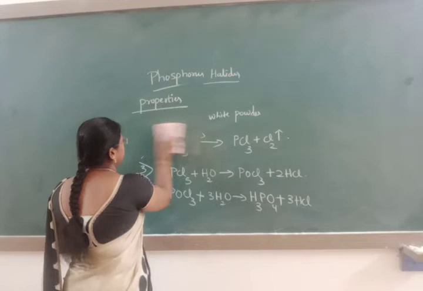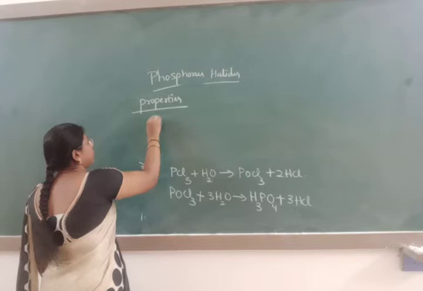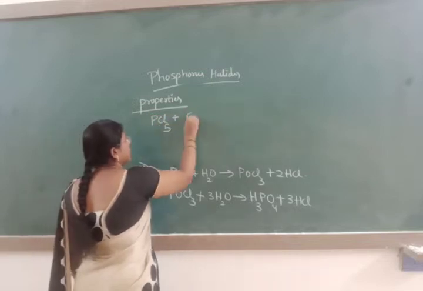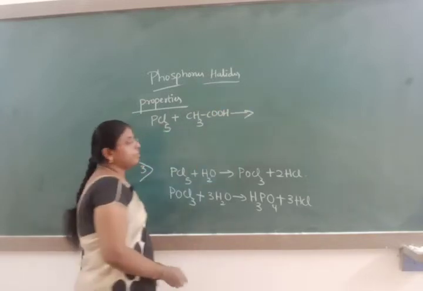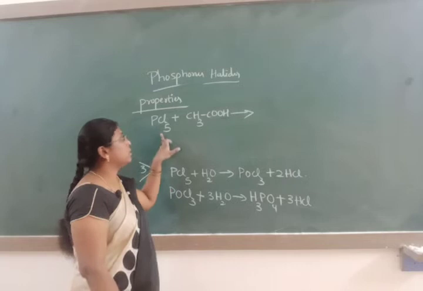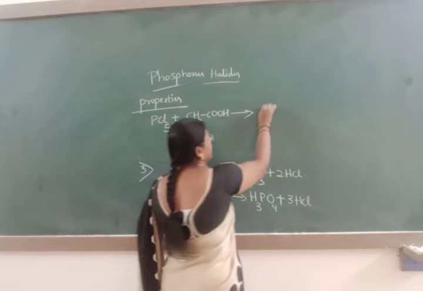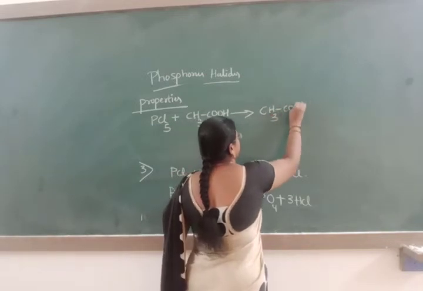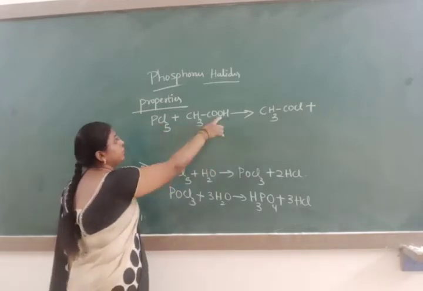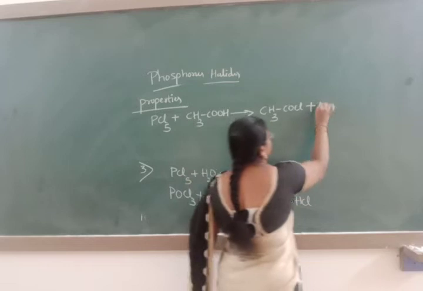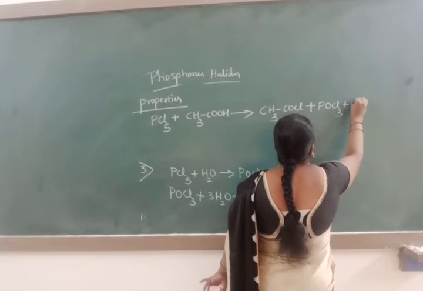Third, fourth: PCl5 reacts with acetic acid, CH3COOH. The OH is replaced by Cl. It will form CH3COCl, which is known as acetyl chloride. Along with that you get POCl3 as well as HCl.